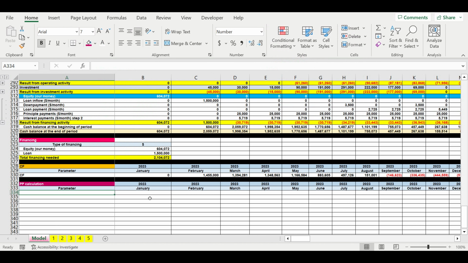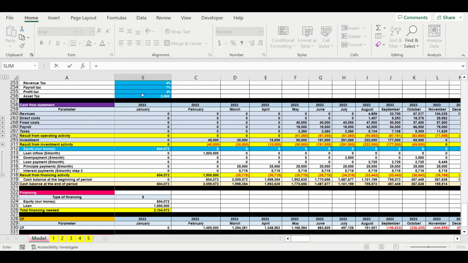Payback period step 1. First of all, we go to the cash flow statement and take the result from operating activity. This is revenues minus direct costs, minus fixed costs, minus payroll, minus taxes. This will be the result from operating activity, then plus the result from investment activity.